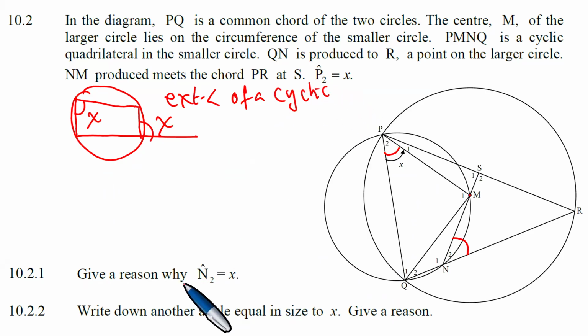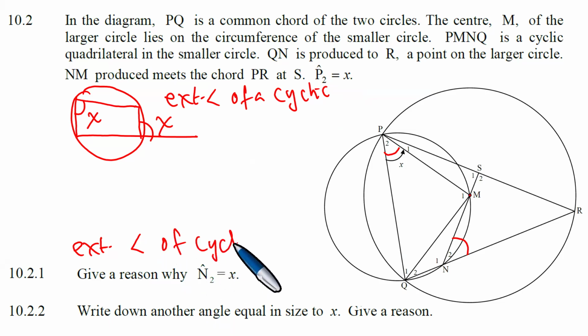So now, give a reason. The reason is that we say exterior angle of cyclic quad. You're right. Exterior angle of cyclic quad. Okay, remember we're practicing. These are past papers. We've put together good geometry activities for us to discuss today.